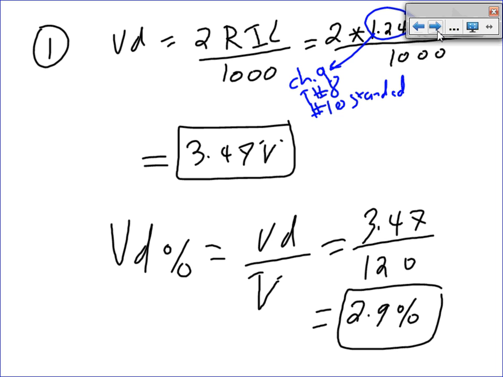Do you guys agree with me? The only voltage that we lost at point 1 is 3.47, right? We didn't lose anything else. So check. This calculation then is okay. 2.97 is okay, right? Because it's divided by the 120 volts that we started with. So that's good. Let's go to number 2.